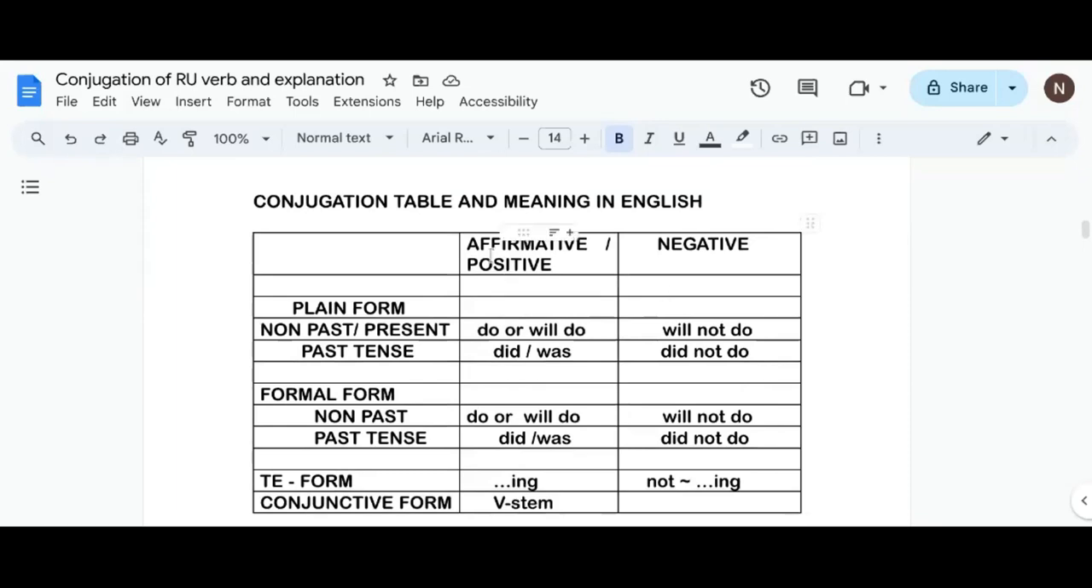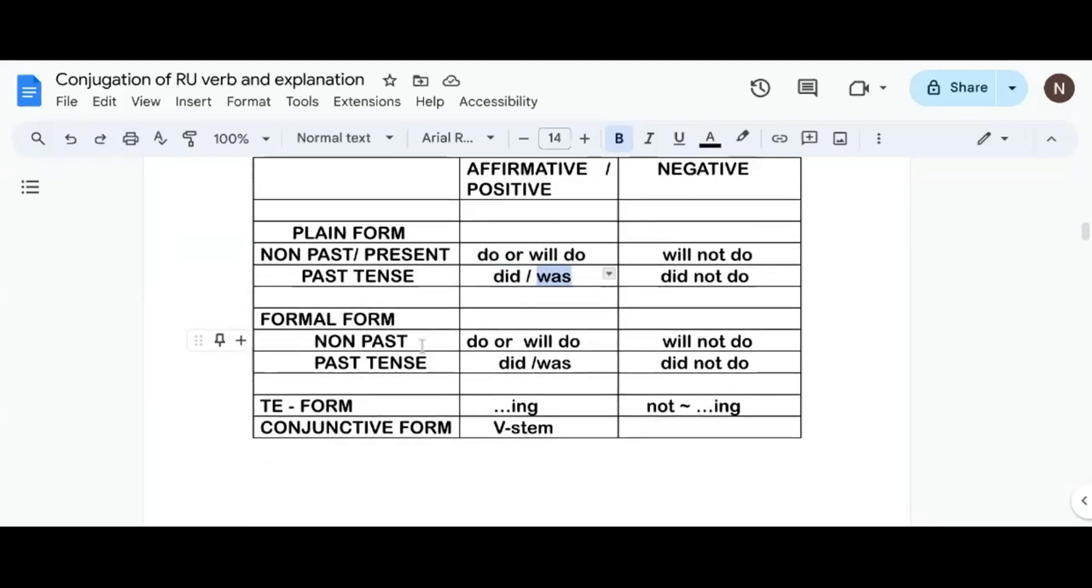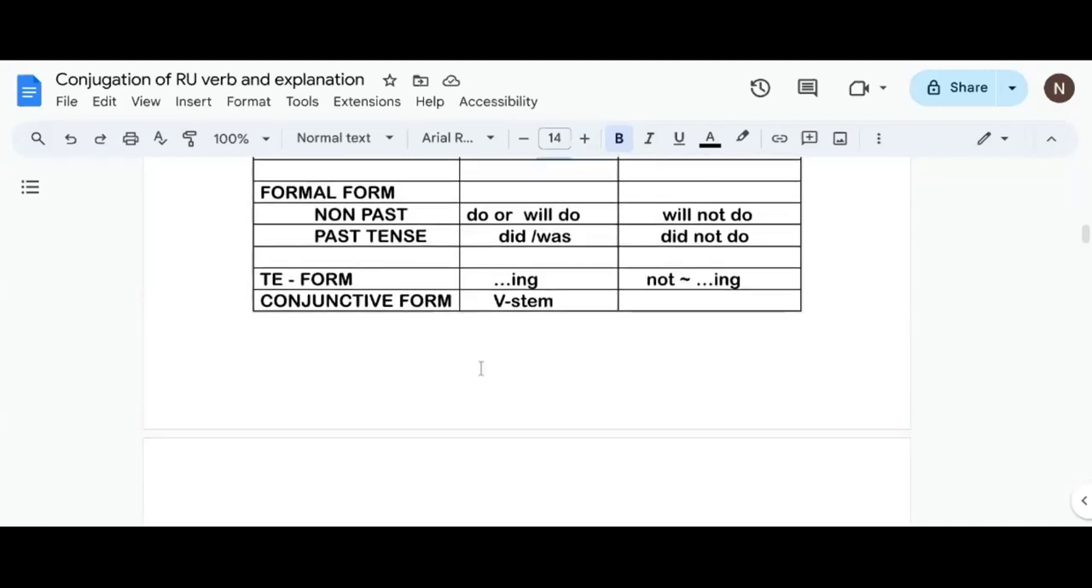Again, we have the affirmative. We have the negative. Negative represents all the negatives, the I will not or the not: nai, janai, dewa nai, dewa arimasen fall all under the negative. And then the positive. Under your plain form, we have your dictionary form present, which is do or will do. And the past tense, because the action was done already, it is finished. So that is did or was. Same with the formal form, we have the non-past and the past tense, only we convert from the casual way into a formal or polite way. And then your te form and your conjunctive form.